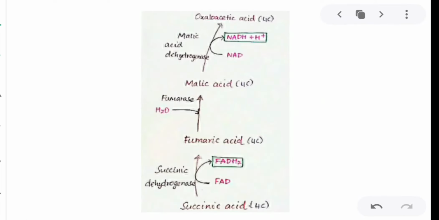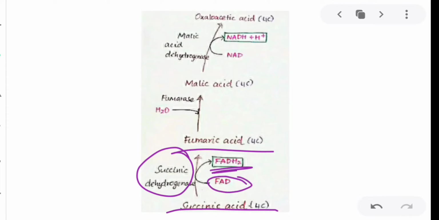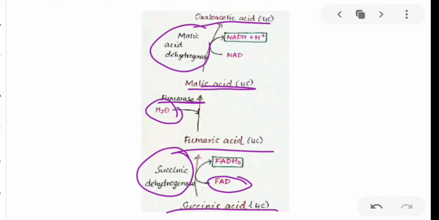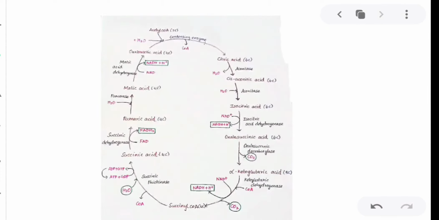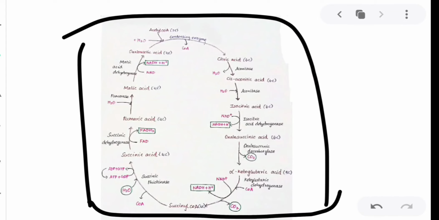So finally, if we say that the succinic acid is converted to fumaric acid in the presence of the enzyme succinic dehydrogenase, and here the FAD is reduced to FADH2, and then this fumaric acid gets converted to the malic acid in the presence of the enzyme fumarase, and here the water is added here. Then this malic acid gets converted to oxaloacetic acid in the presence of the enzyme malic acid dehydrogenase, and here the NAD is reduced to NADH2. So this is the whole Krebs cycle, which I divided into parts and explained to you. So the overall cycle is here, and with this we complete this Krebs cycle.